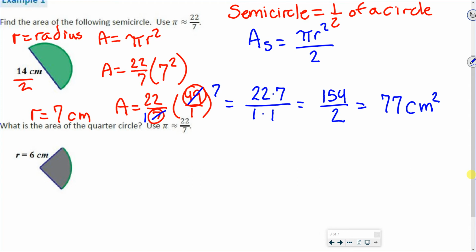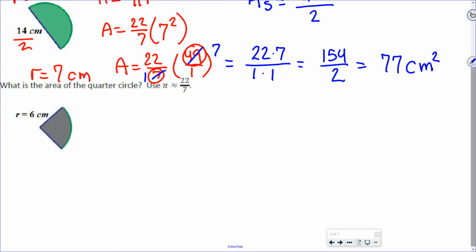So let's move on to the last one. What is the area of the quarter circle? Well, if we use the information we had from the first problem, we should be able to find the answer to this one. Okay? So a quarter circle is 1/4 of a circle. So that means I'm going to use the formula area equals pi r squared, and I'm going to divide it by 4. That's the formula for a quarter circle. Okay? If we found the area of the entire circle, in order to find the area of a small 1/4 piece, we just have to divide the total area by 4 to get that small piece.